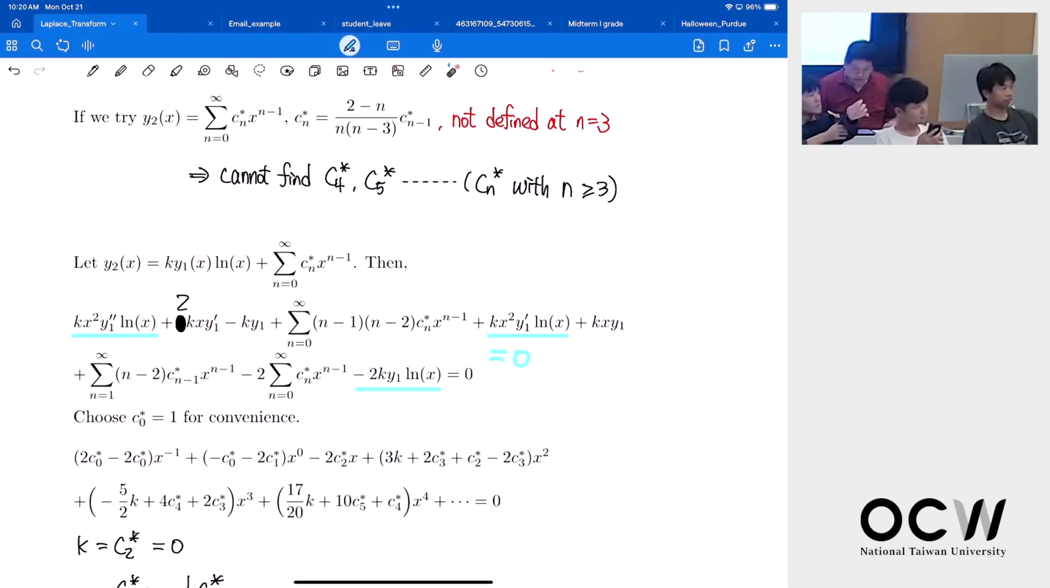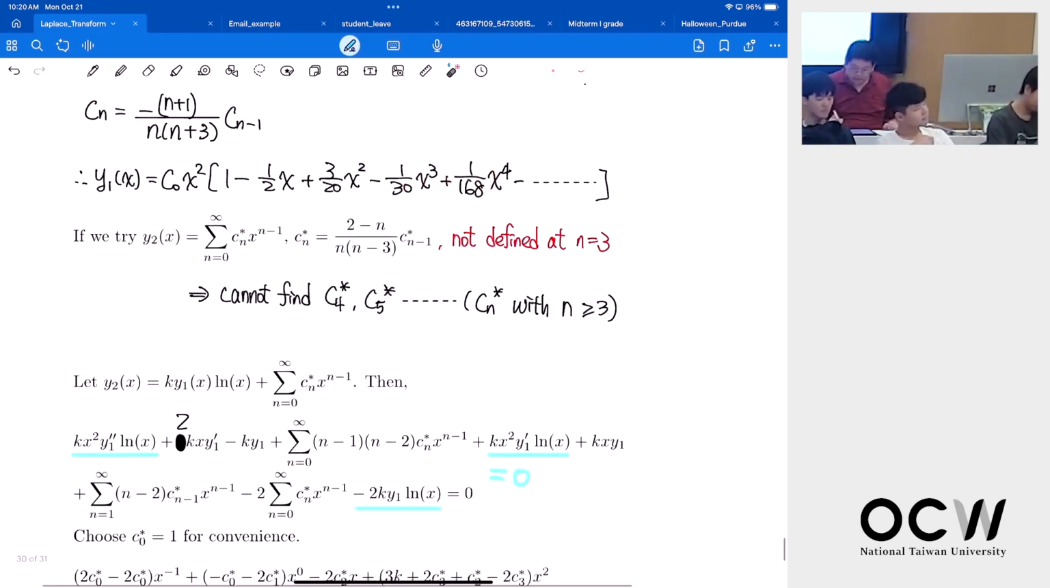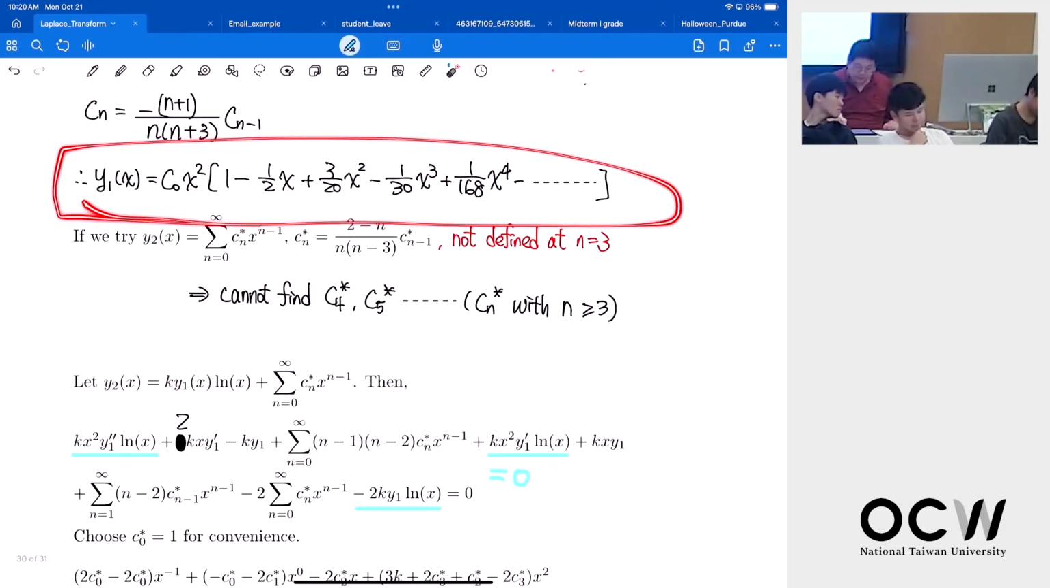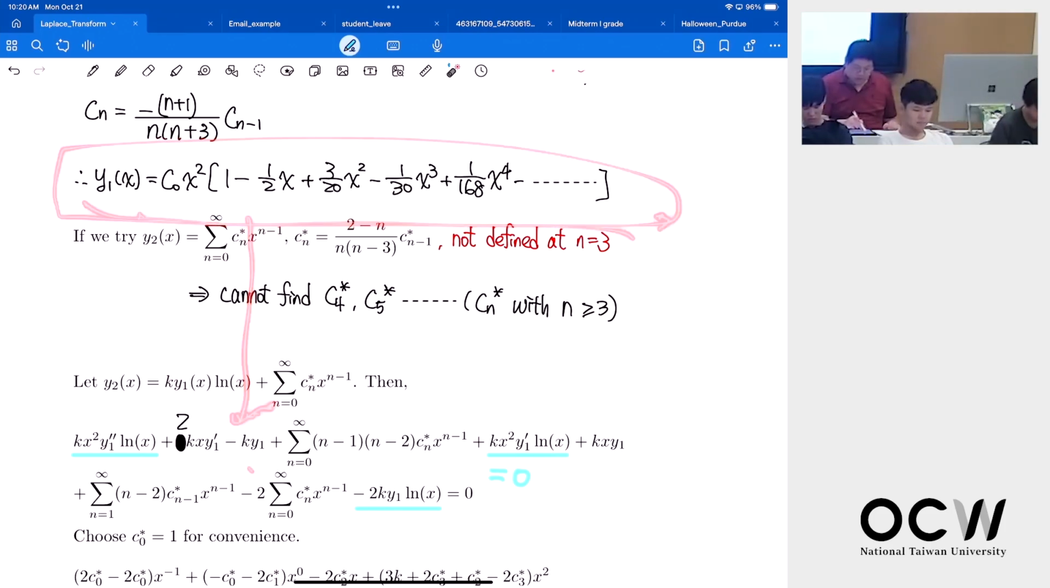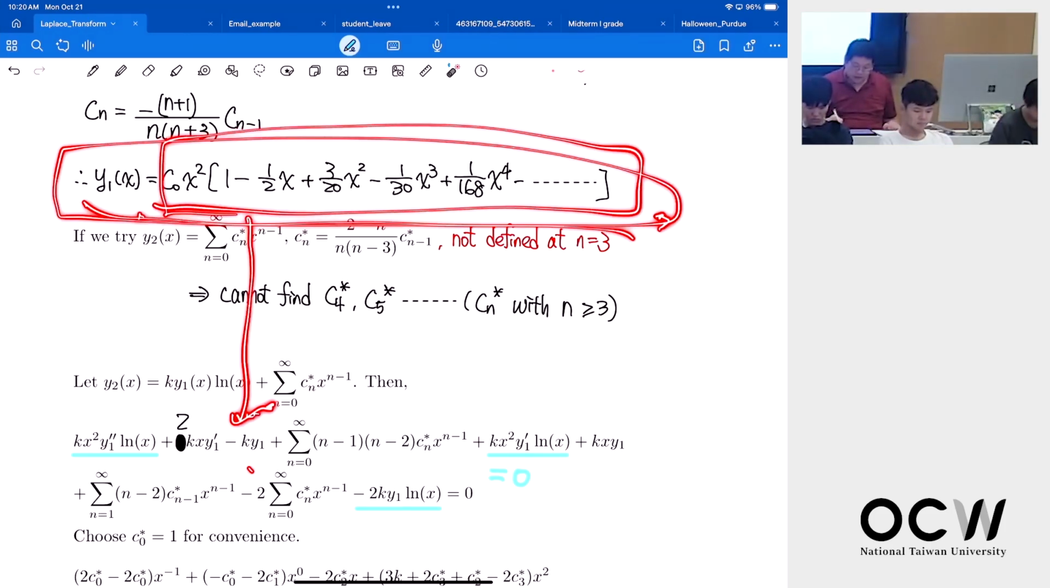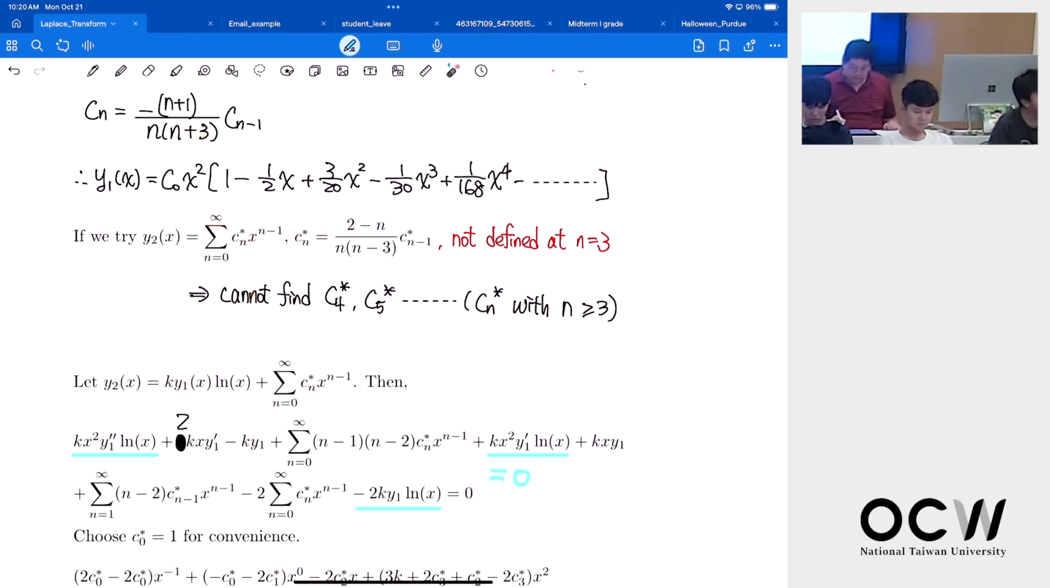Okay. And then how do you deal with this y1 prime, y1? We know the solution for y1, right? So you just plug in. You substitute y1 and y1 prime with the expression that you found. And then you compare the coefficients. Okay?